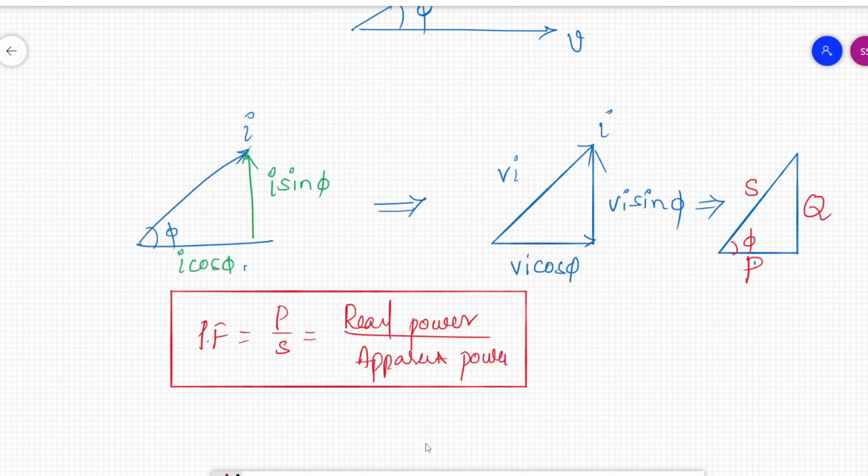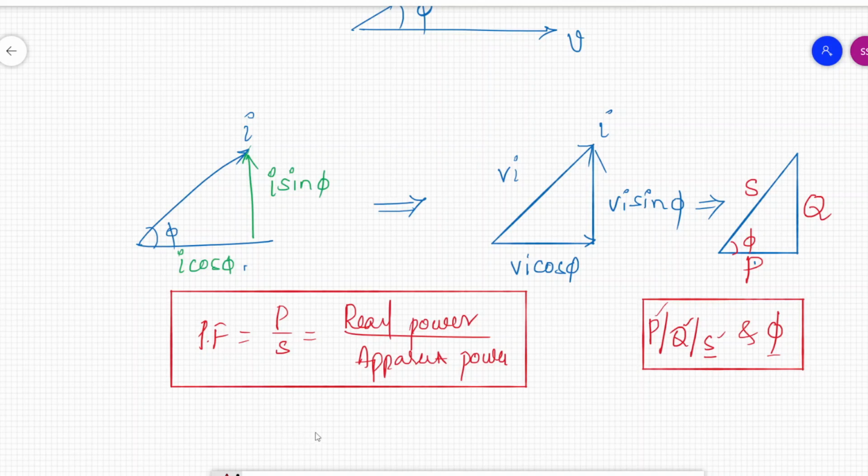So this is about the power triangle. You can find any of the powers using one power value, that is P or Q or S, and the phase angle. If you have real power and phase angle, you can find Q or S. If you have reactive power and phase angle, you can find real power and apparent power. If you have apparent power and phase angle, you can find real power and reactive power.